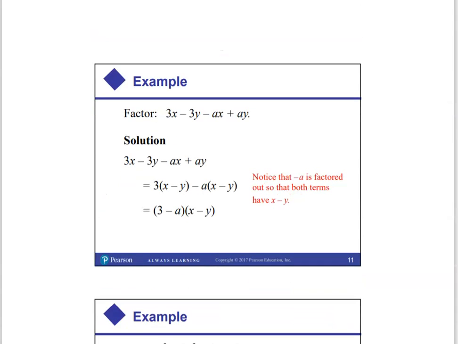Okay, we have another example. And so we've got 3x minus 3y minus ax plus ay. So the first thing that we want to do, and they've kind of skipped this step, is they want to group these together.